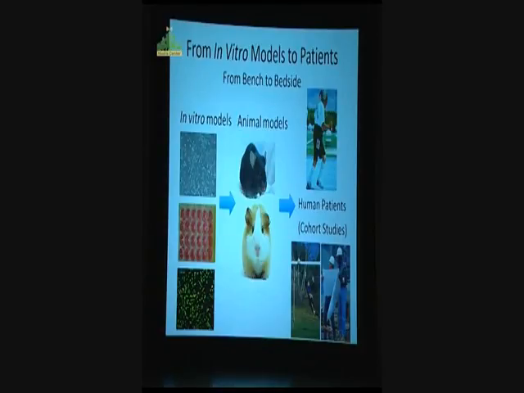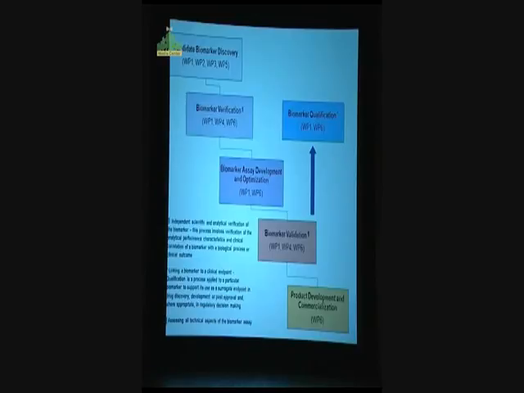And some of the things that we might have identified in animal models, we go back and revalidate in the in vitro models. And some of the studies that have identified molecules of interest in human studies are being revalidated in animal models to increase our confidence in the validity of those models.